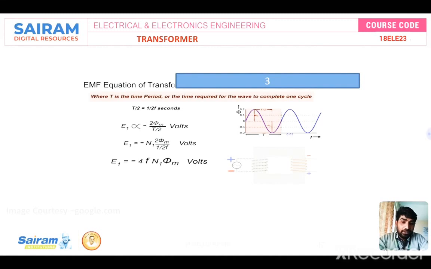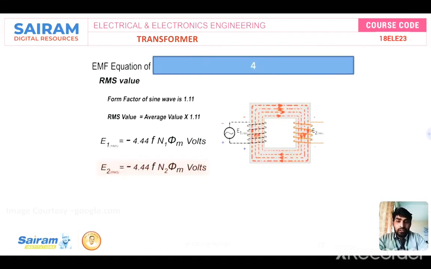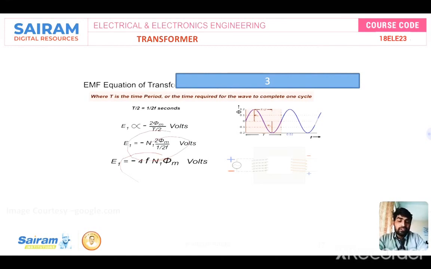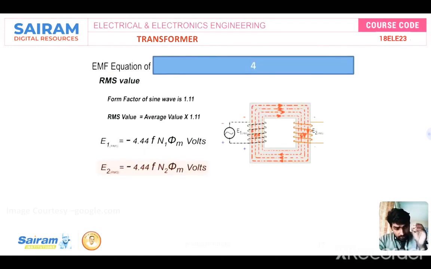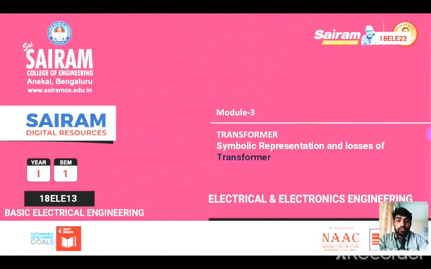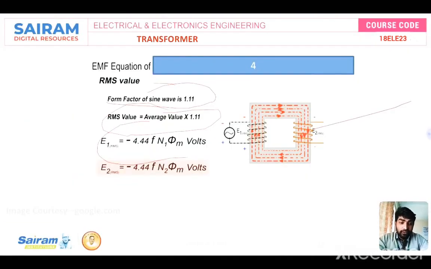E1 is equal to d phi by dt. So d phi is 2 phi m and dt is equal to T by 2, which is 1 by 2f. So E1 is 4 f phi m N1 volts. The minus sign is mentioned because of Lenz's law. Lenz's law is also applicable, keep it in your mind. For the EMF equation in RMS value, the form factor for a sine wave is 1.11. RMS value is equal to average value into 1.11. So E1 is equal to 4.44 f phi m N1 volts, E2 is equal to 4.44 f phi m N2 volts. If you want the turns ratio, you can write N2 by N1 is equal to E2 by E1 or I1 by I2, that is equal to K. Okay. Thank you.